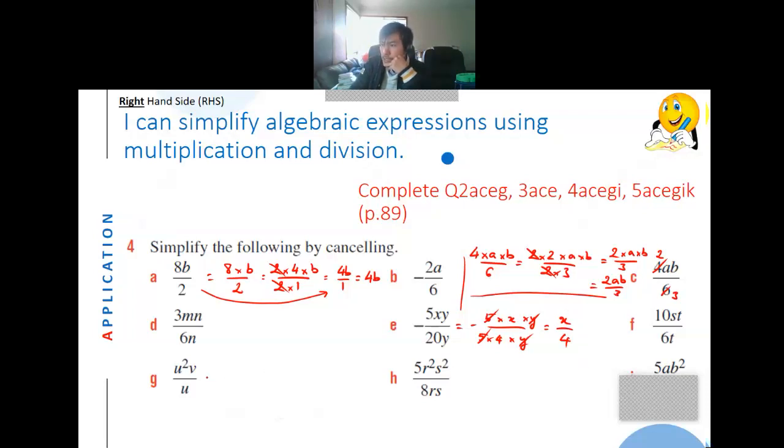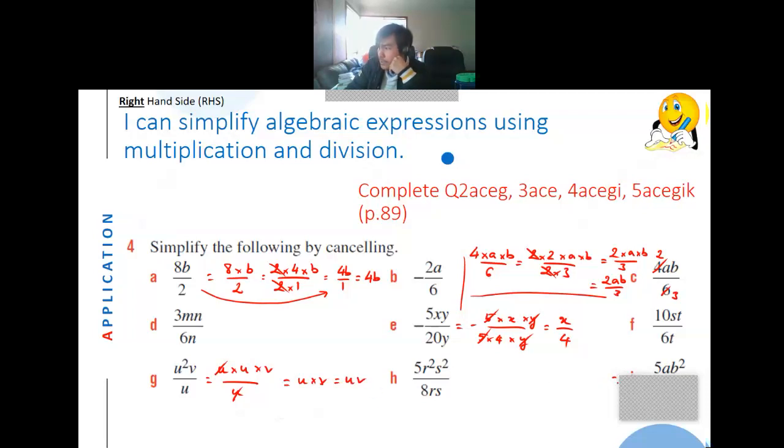Next, G. So this is, so u square. Well, u square is u times u. Okay. U square is u times u. And then we got times v over u. Okay, so what do we have here? We've got u at the top and u at the bottom. And so what do we have left? Well, just u times v. Or we can write that as uv.